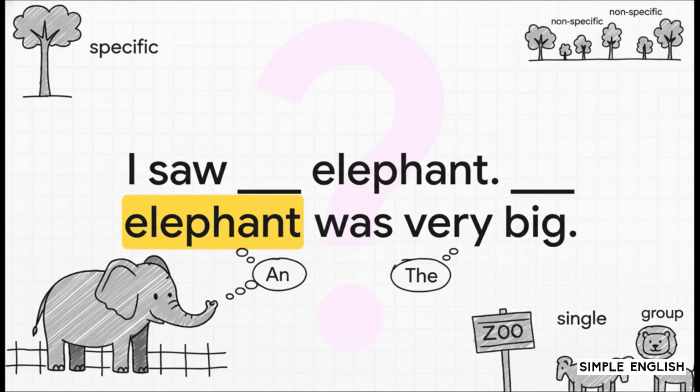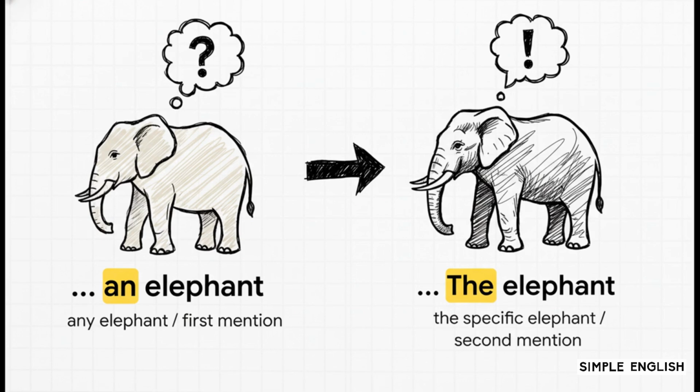Let's try a two-parter now. I saw blank elephant at the zoo. Blank elephant was very big. This one tests two different rules. What have you got? Here we go. The correct answer is I saw an elephant because it's the first time we're mentioning it and elephant starts with that vowel sound. Then the elephant was very big because now we're talking about that specific elephant we just introduced.